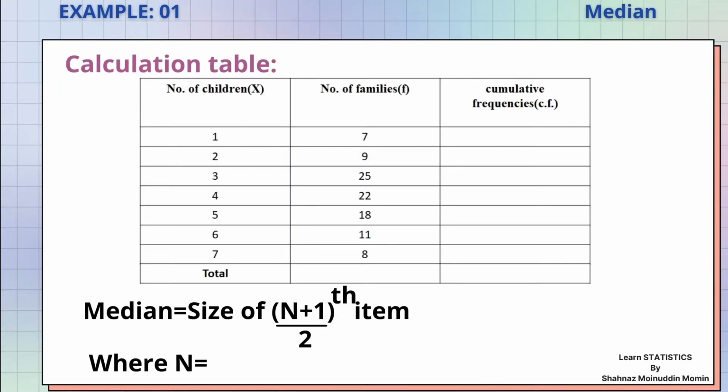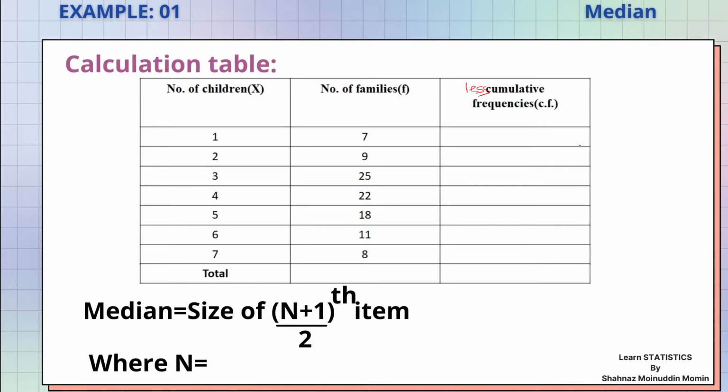Now let us see the calculation table. Write down the given values, number of children x and number of families f, in the vertical columns. As number of children 1, 2, 3, 4, 5, 6, 7, number of families 7, 9, 25, likewise 11 and 8. Let us start by calculating the less than cumulative frequency.